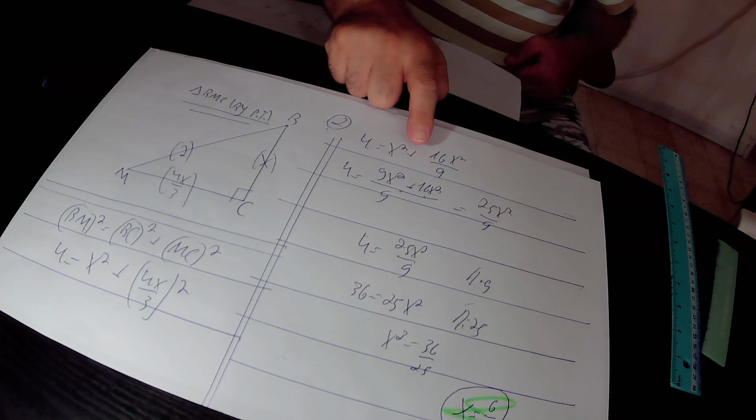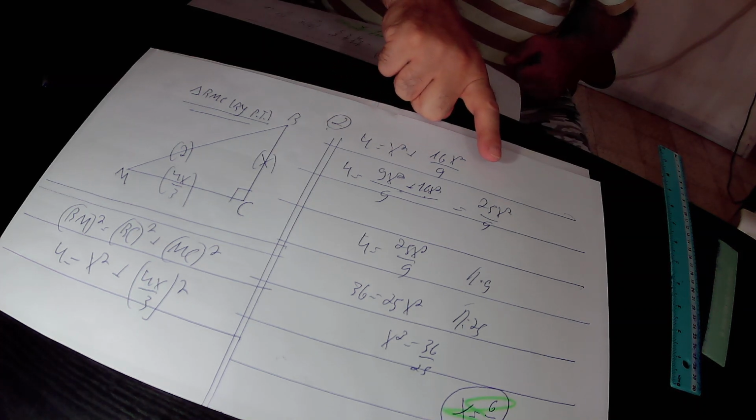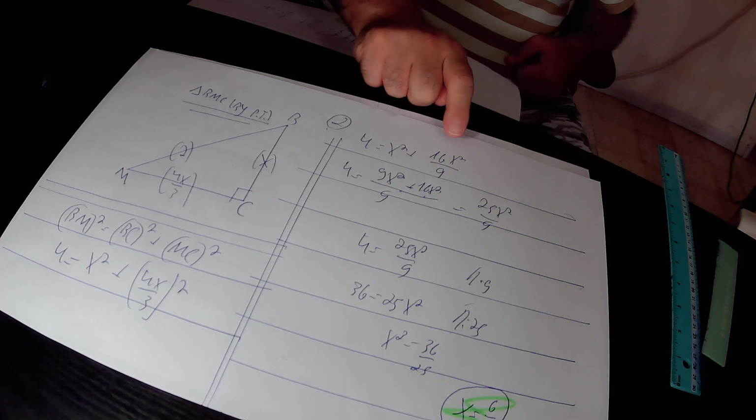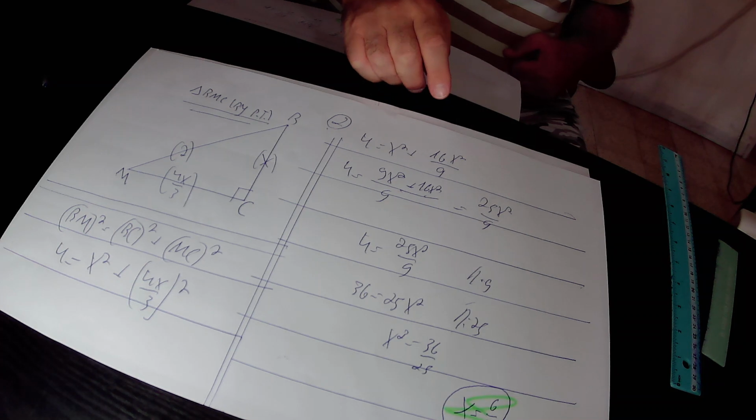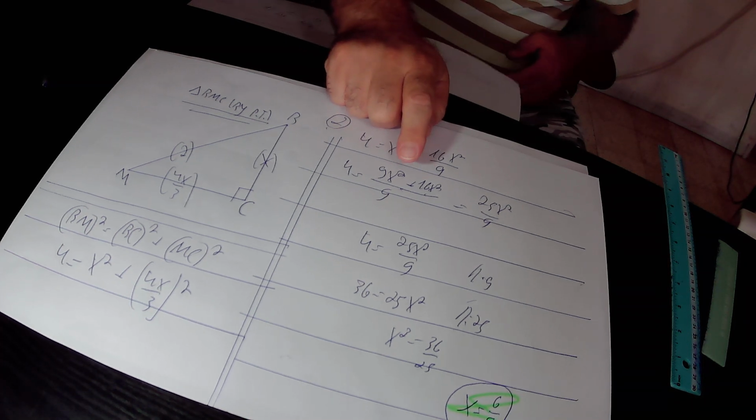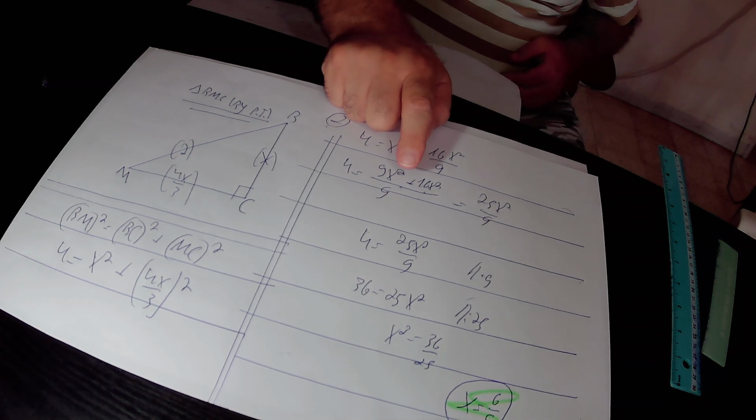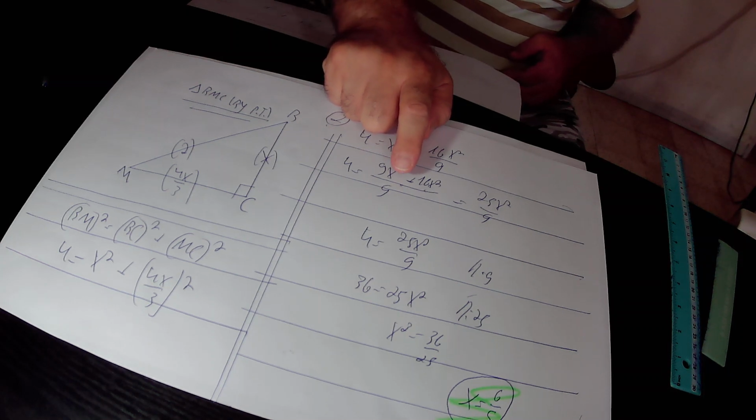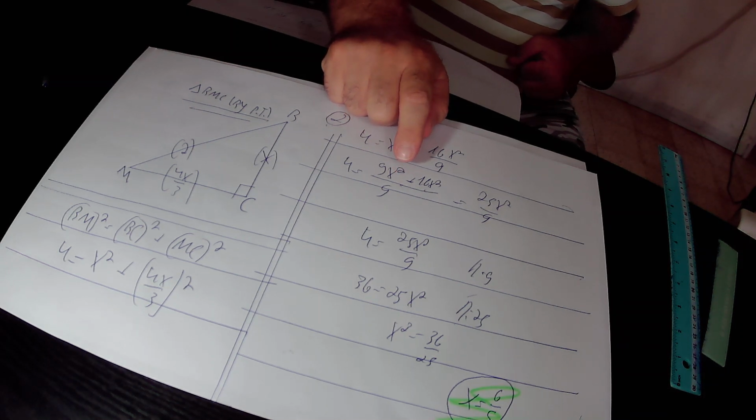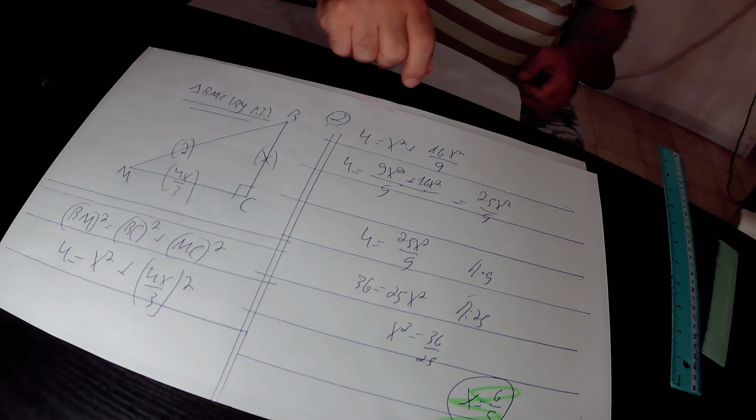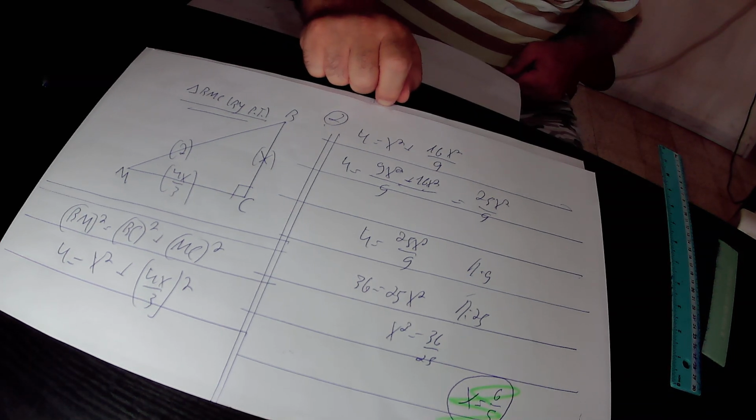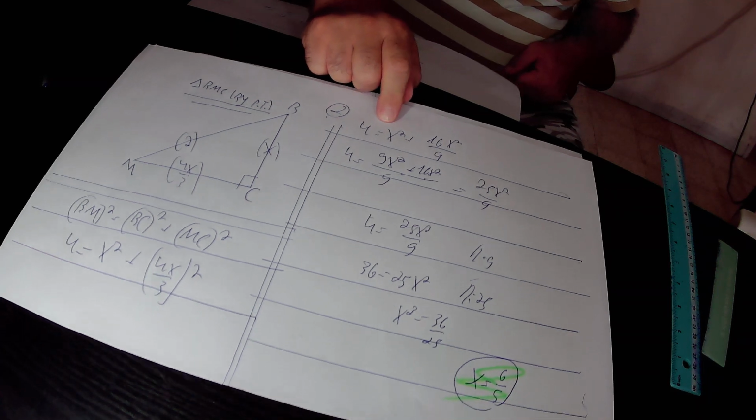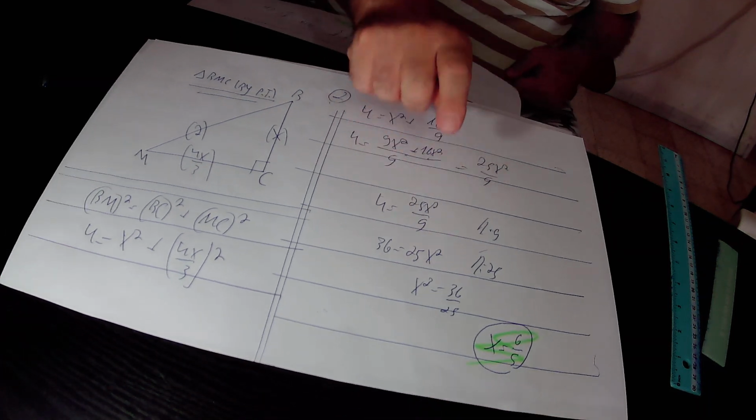9x squared plus 16x squared is 25x squared divided by 9. So in total, we found out that 4 equals 25x squared over 9. Here we multiply this equation by 9, and finally found out that 25x squared equals 4 times 9, that is 36. Here we divided this equation by 25, and found out that x squared equals 36 over 25.